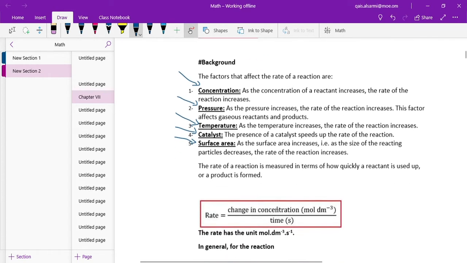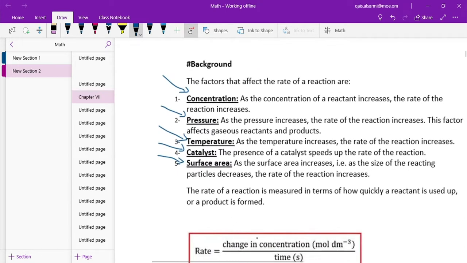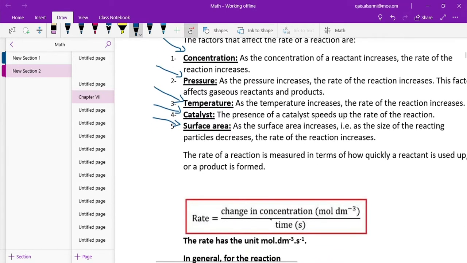So if you want to express it ratio-wise, you can see that the rate is the change in the concentration over the change in the time. Now, as you can see, the unit of the rate is expressed in mole per decimeter cube per second if you are measuring the time in seconds. If you are measuring the time in minutes, it's going to be mole per decimeter cube per minute.